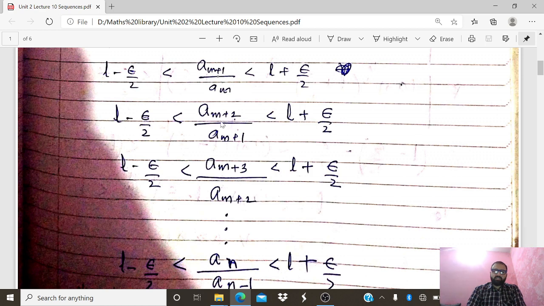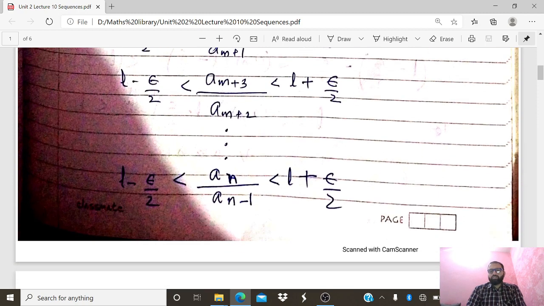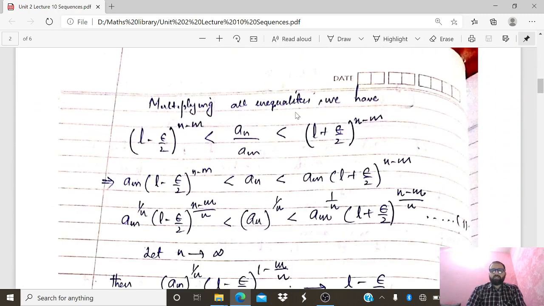Now what about these quantities which are there in the middle? If you see carefully, this a_{m+1} and a_{m+1} will get cancelled out, a_{m+2} and a_{m+2} will get cancelled out. Similarly, a_{n-1} will get cancelled out by some a_{n-1}, which will be the previous one. So finally we are left with a_m and a_n. That means if we take multiplication of all these entities, then we are going to end up with a_n upon a_m.